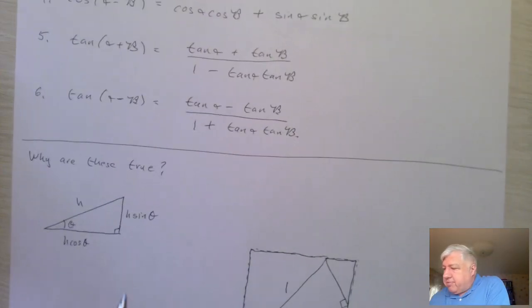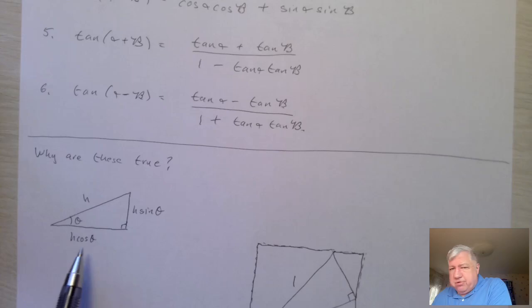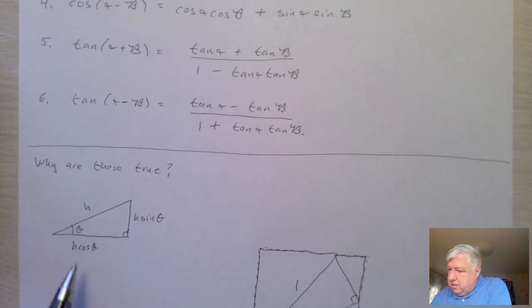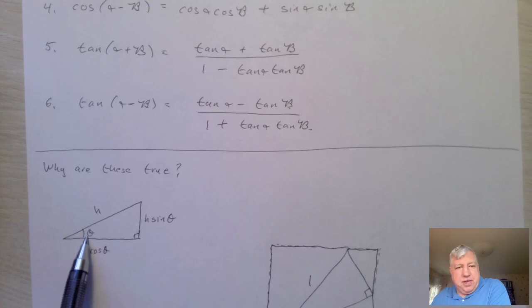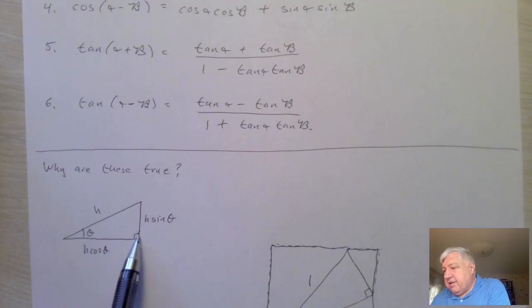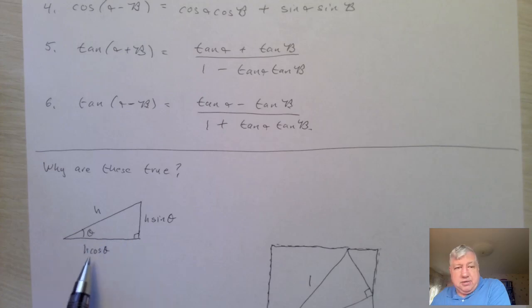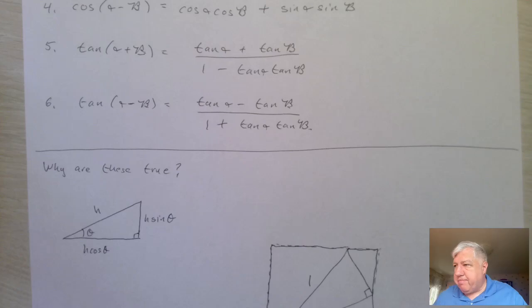So why are these true? We're going to prove this. What we're using is the version of the Pythagorean theorem: if we have a right triangle and the hypotenuse has length h, and this angle is theta, then the opposite side has length h times sine theta, and the adjacent side has length h cosine theta. I think we all know that by now.